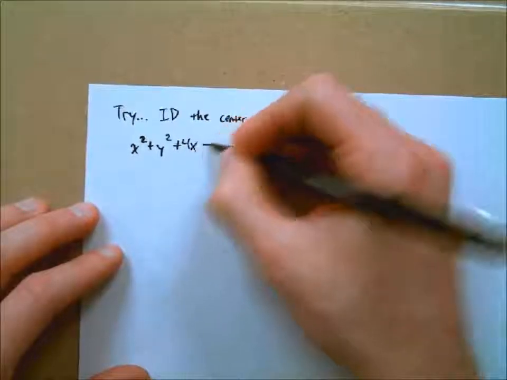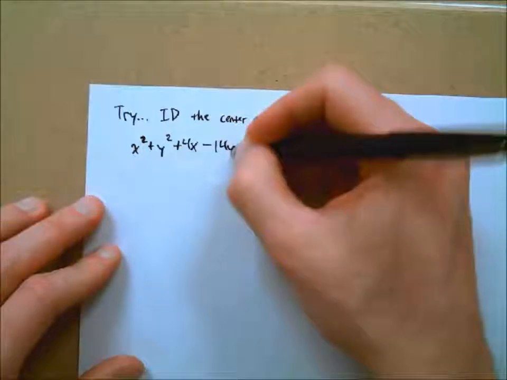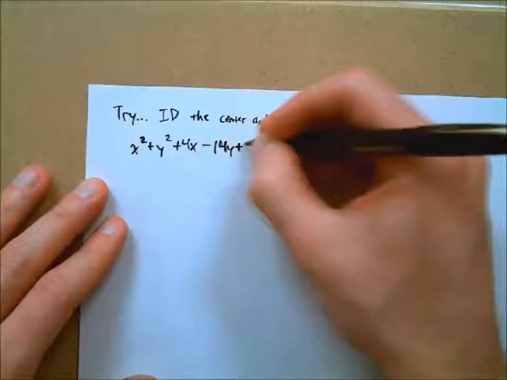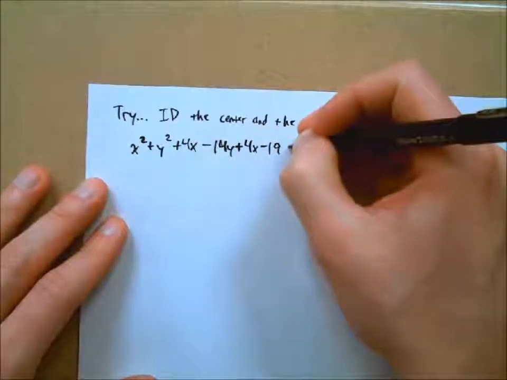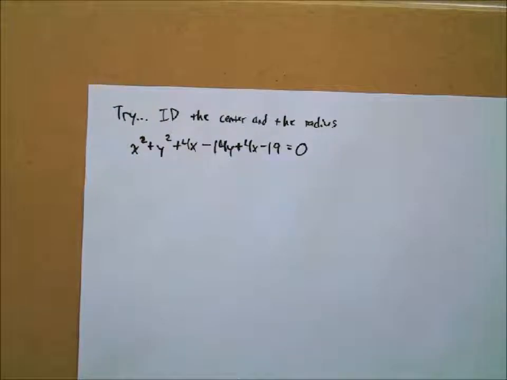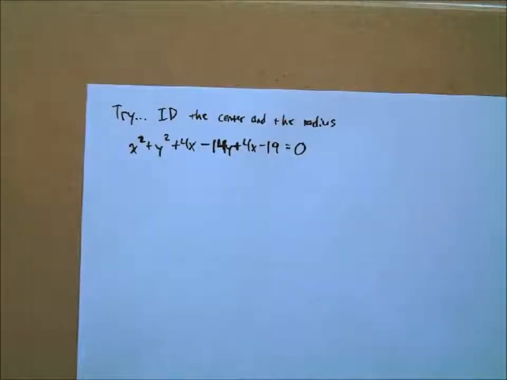So, x squared plus y squared plus 4x minus 14y plus 4x minus 19 equals 0. Make sure I did that right. X squared, y squared, 4x minus 14y, 4x minus 19 equals 0. Yep. Okay, so there's that one. Find the center and radius, please. And then that's the first one.